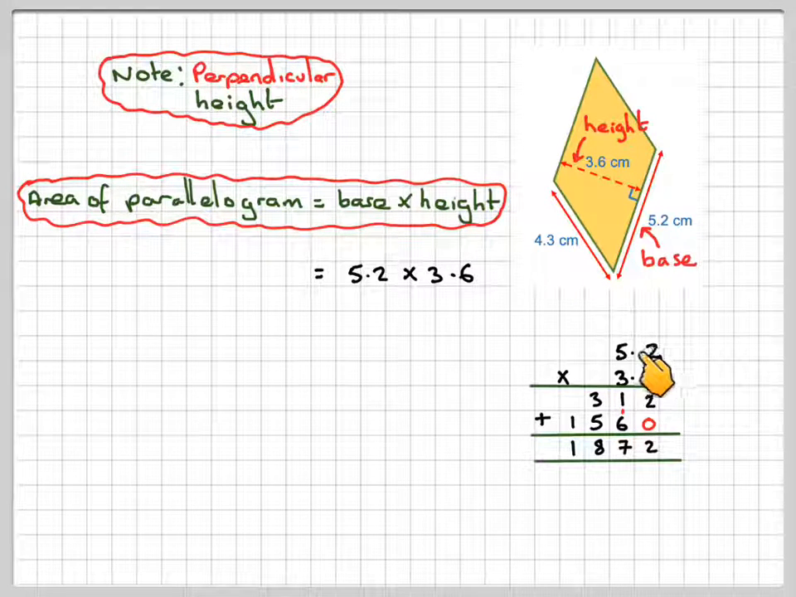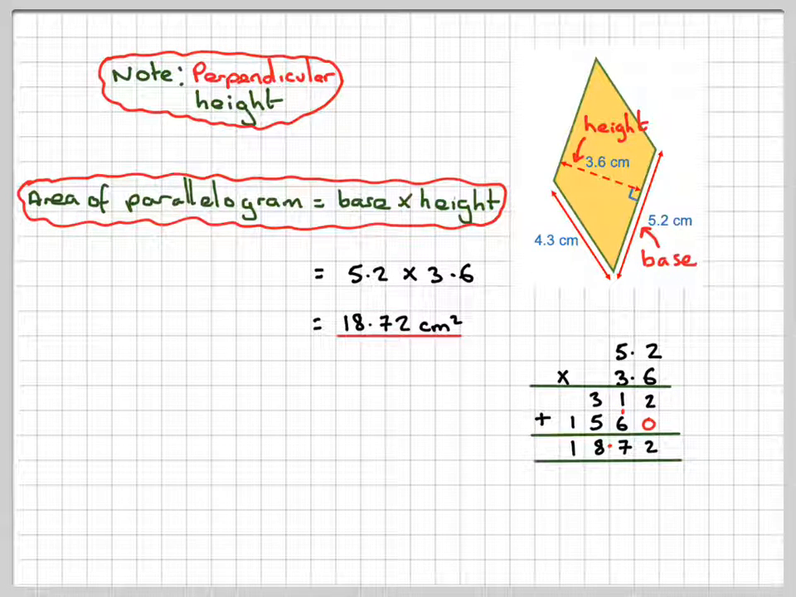We have two numbers after the decimal point in the question, therefore we move 1, 2, and the decimal point goes here. So we've got an answer of 18.72. So this has been a video to show you how to find the area of parallelograms.